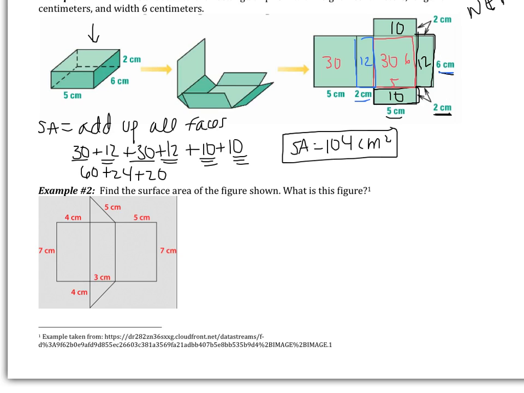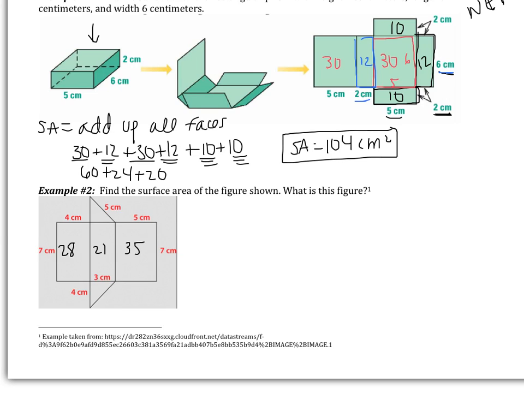Okay, let's see how we did. I'm going to start by finding the surface area. I'm going to start with the rectangle all the way on the left. It's 4 by 7, so it's going to be 28. The one in the middle is 3 by 7, so it's going to be 21. And the one all the way on the right is 5 by 7, so it's 35.